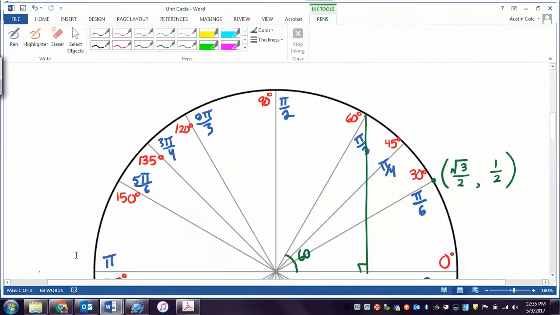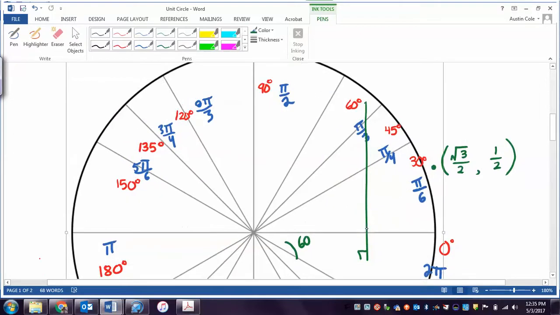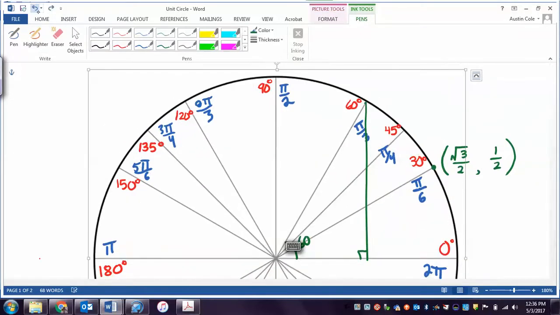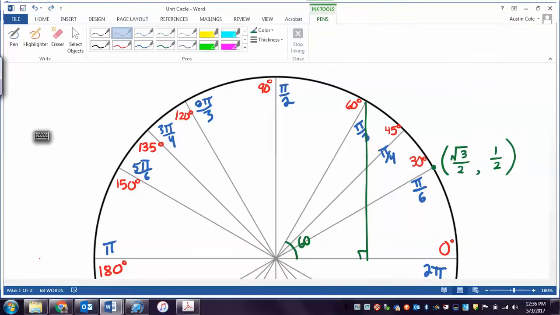So you can write this down. This point, oh no. Go back. Here we go. Can you erase for me? You don't want to erase. Okay, it's not going to erase.